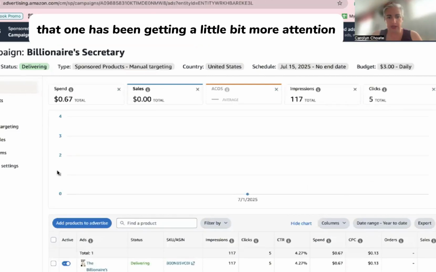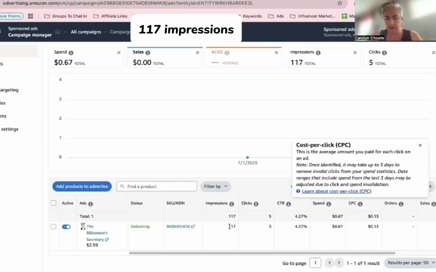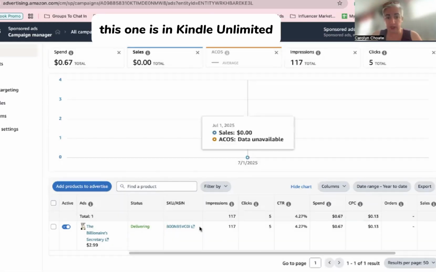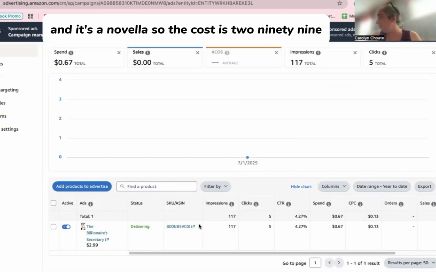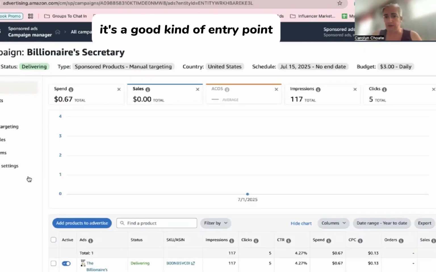That one has been getting a little bit more attention, 117 impressions, but 5 clicks. And the cost per click is 13 cents. This one is in Kindle Unlimited. The other one is not. So there's page reads that people could do for this one, and it's a novella, so the cost is $2.99 instead of $4.99. It's a good kind of entry point.